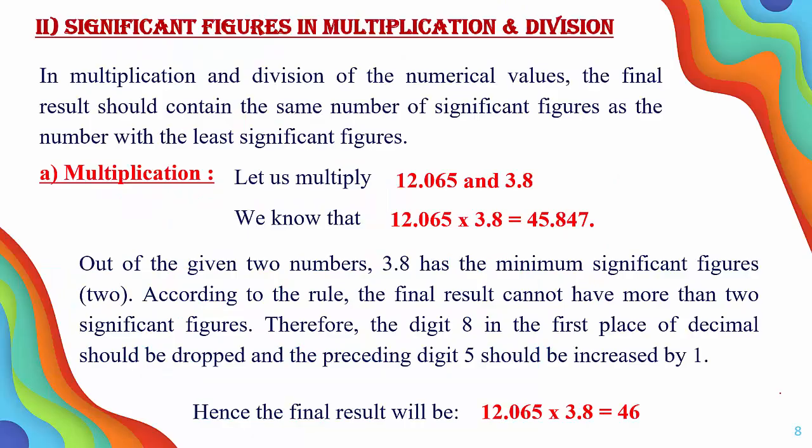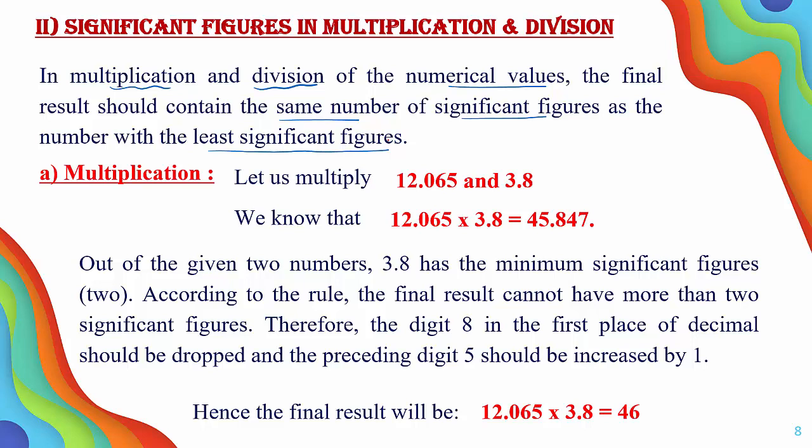Now come to multiplication and division. The rule for addition and subtraction is only the least decimal places, but here it is completely different. What is the rule for multiplication and division? In the multiplication and division of numerical values, the final result should contain the same number of significant figures as the number with the least significant figures. Remember, whenever we go for multiplication and division, the final result should always contain the least significant figures.